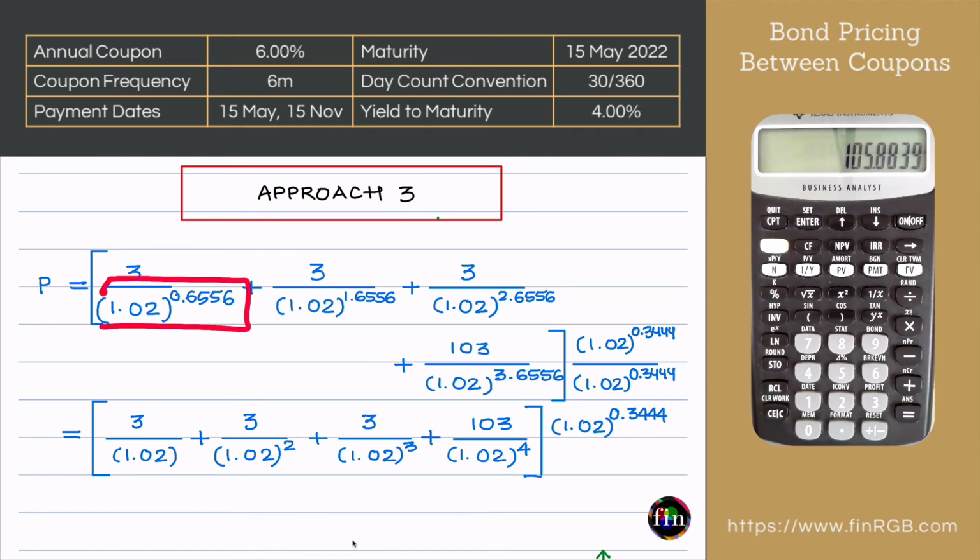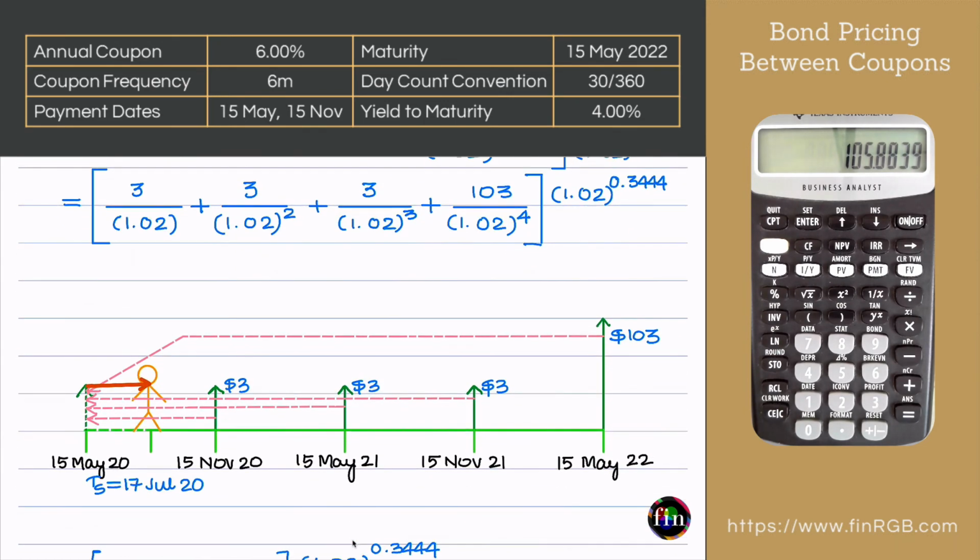1.02 to the power 0.6556 times 1.02 to the power 0.3444 gives me 1.02. 1.02 to the power 1.6556 times 1.02 to the power 0.3444 gives me 1.02 to the power 2, and so on. Okay, now again do this. Take a look at the expression in the square brackets and connect it with our cash flow diagram. Take a look at this guy, right? This is the present value of 4 future cash flows.